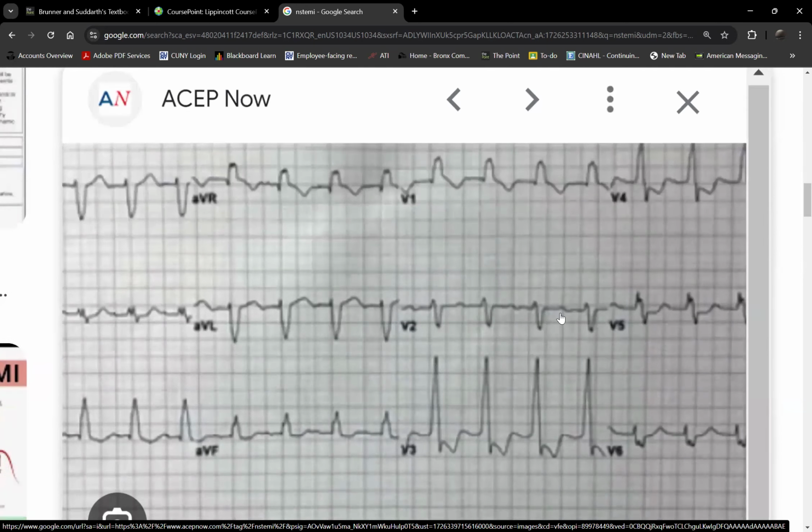T wave inversion usually appears in STEMI. So what? T wave inversion. Let me show you.